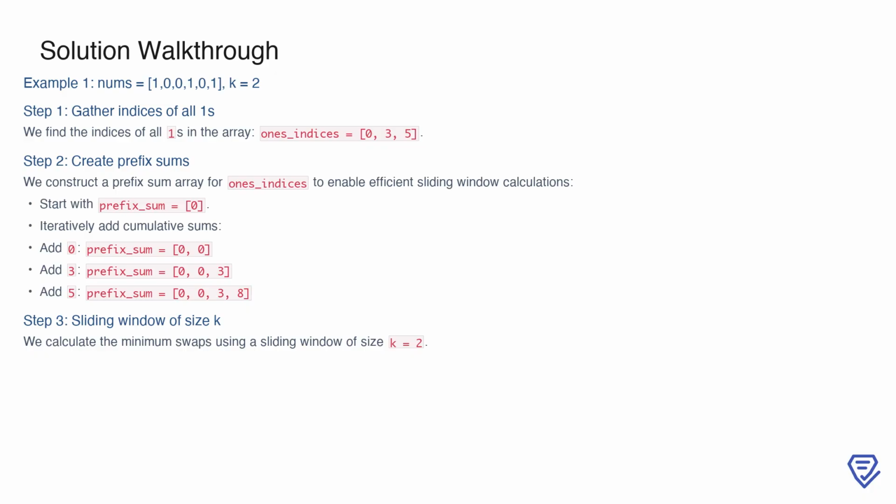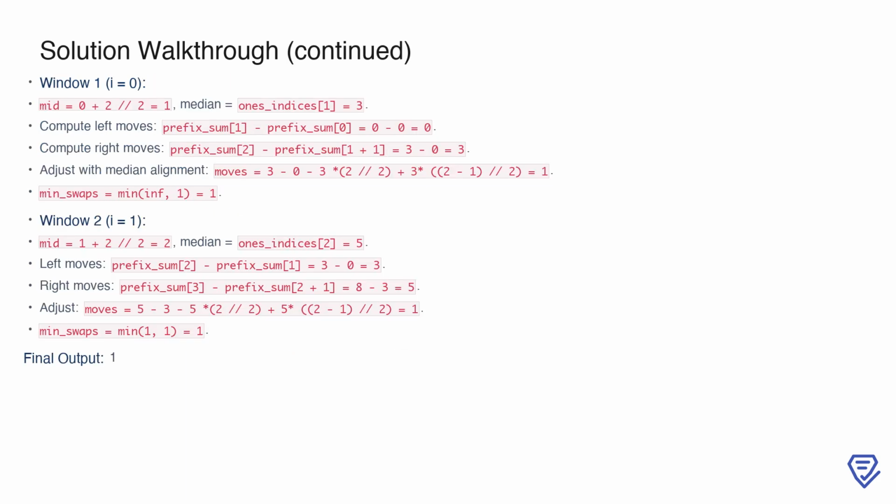Then, we add cumulative sums iteratively: adding 0 results in 0, 0; adding 3 gives 0, 0, 3; and finally, adding 5 produces 0, 0, 3, 8. With this setup, we can now calculate the minimum number of swaps needed by employing a sliding window of size k equals 2. To compute the minimum swaps, we slide a window of size k equals 2 over ones_indices.